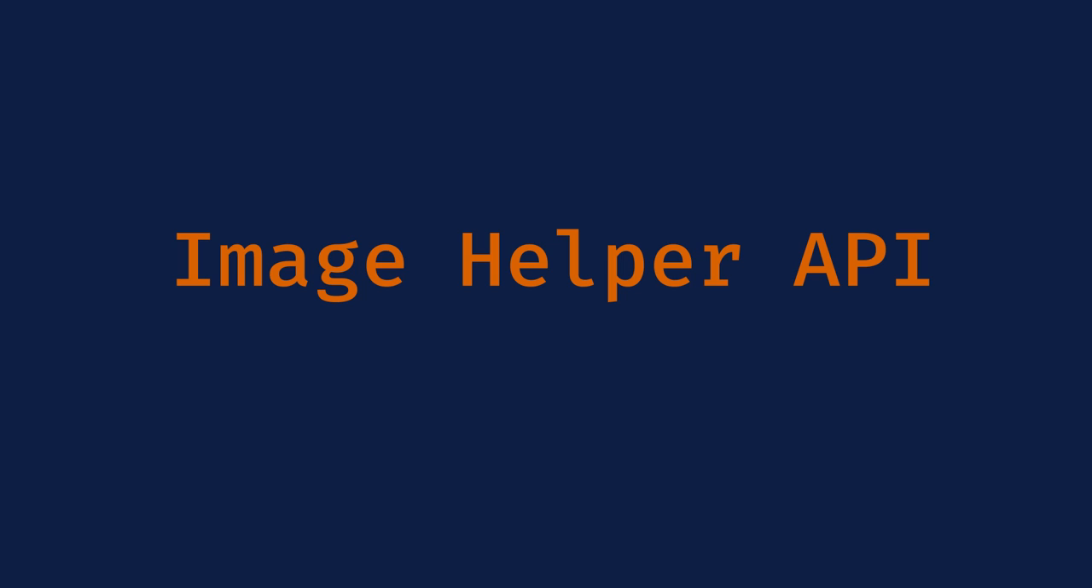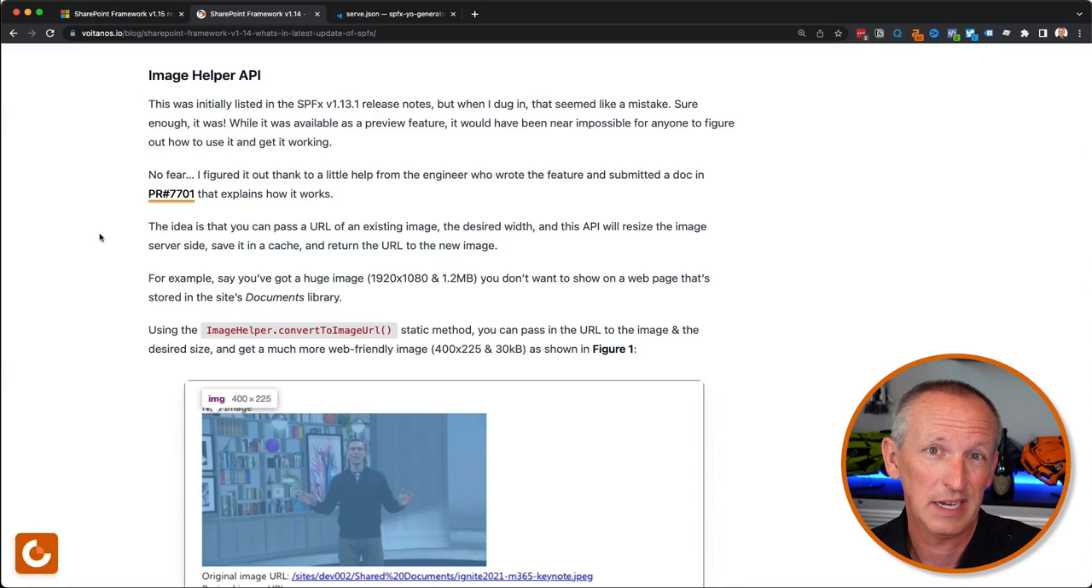Now, Microsoft also promoted the Image Helper API in this release to generally available from developer preview. Now, I covered this in my SharePoint Framework 1.14 release episode and in the associated blog post. What this feature lets you do is pass a URL to an existing image with the desired width, and the API will resize the image server side, save it in cache, and then return the URL to the new image. For example, say you've got a large image that's 1920 by 1080 and 1.2 megs. You don't want to show that on a web page. Instead, you want to resize it and make it a little bit more performant. You can learn more about this feature from the link in the video description below. I've added a link to the documentation on this.